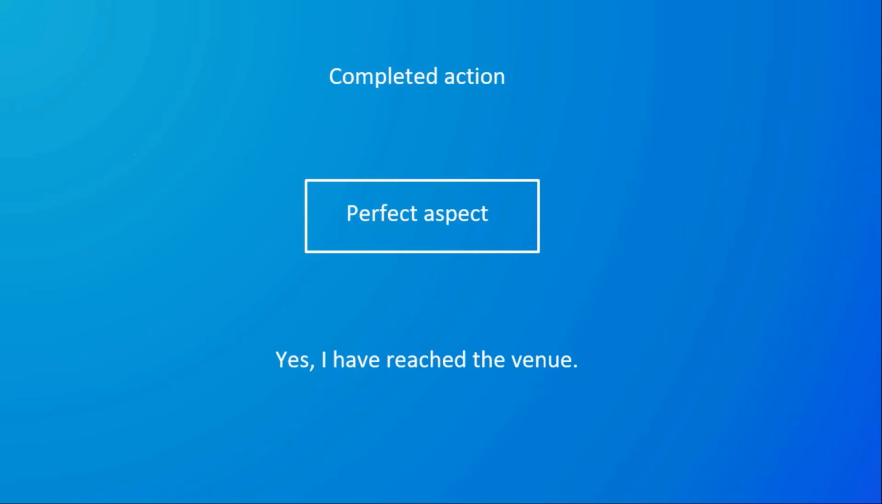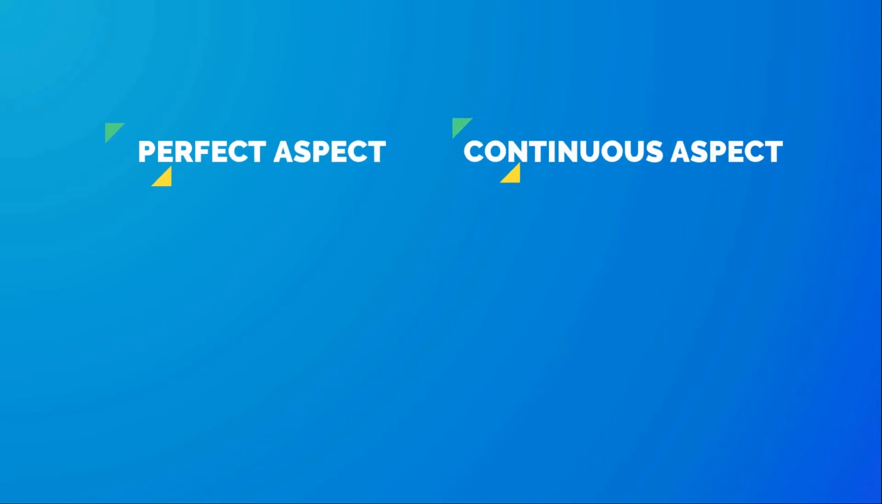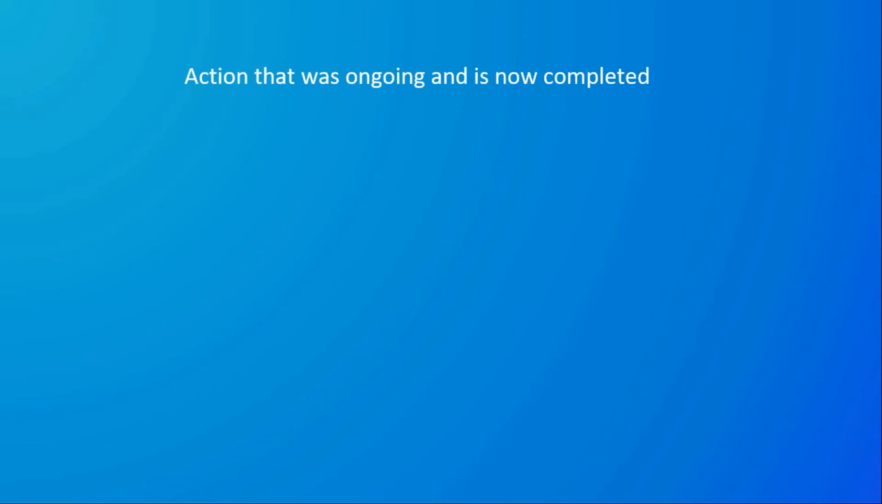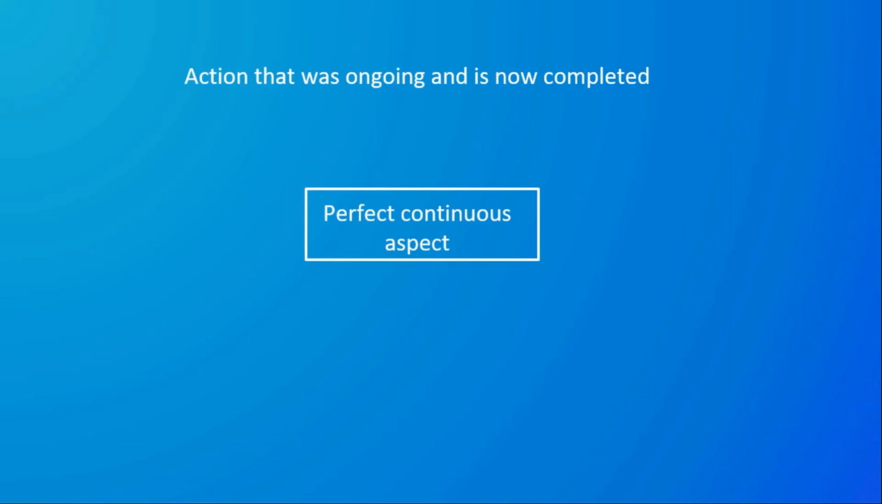The fourth aspect is the perfect continuous aspect. We saw that the perfect aspect shows us a completed action, and the continuous aspect shows us an ongoing action. The aspect that we are now going to learn is a combination of the perfect aspect and the continuous aspect. When we describe an action that was ongoing, that is, the action was a continuous action and it has now completed, we refer to this as the perfect continuous aspect.